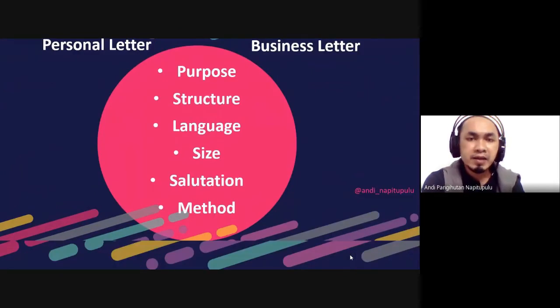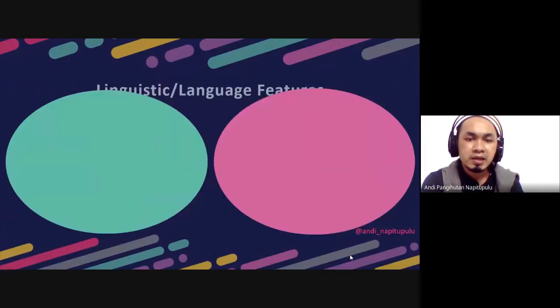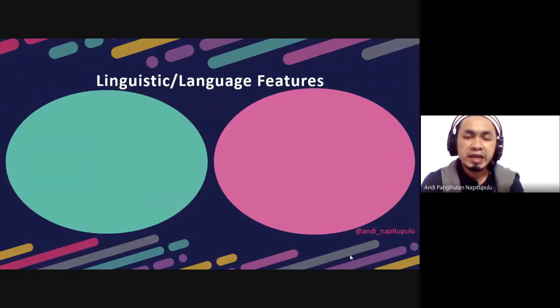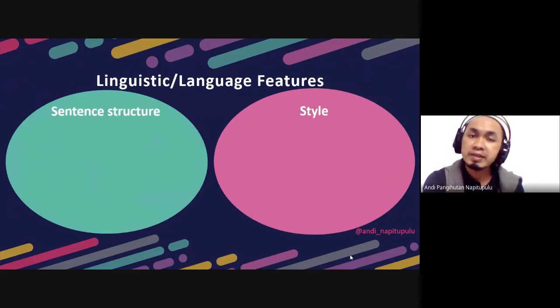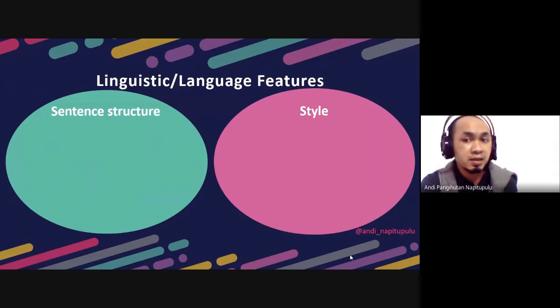Okay, now let's take a look at the language features. In a personal letter, especially when you want to send your letter to your friend, you need to know some of the language features here, guys. First, you need to know about the sentence structure, and second, the style. Now, let's take a look at the first one, sentence structure.